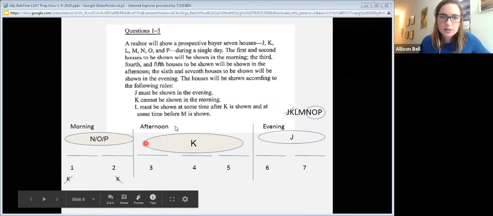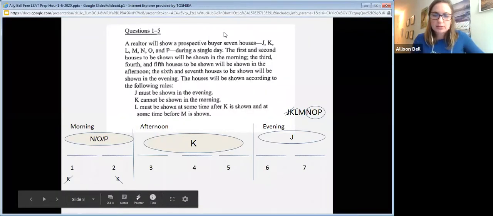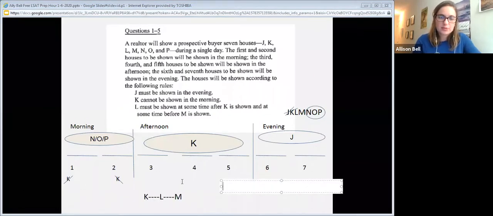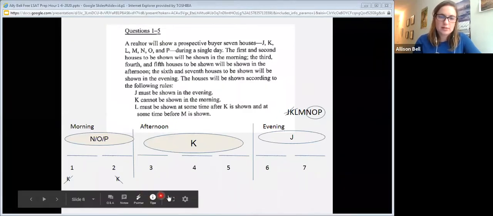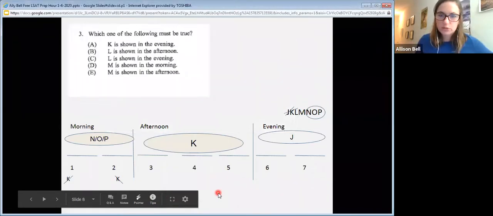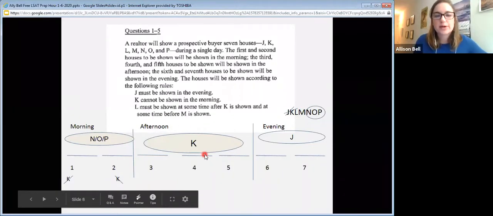Then I'm told that L has to be shown at some time after K and at some time before M is shown. So I'm going to make a little chain that says K comes before L, which comes before M. And you can see that down here at the bottom. You'll notice that I don't use an underscore. I specifically use kind of a long dashed line to separate those out.